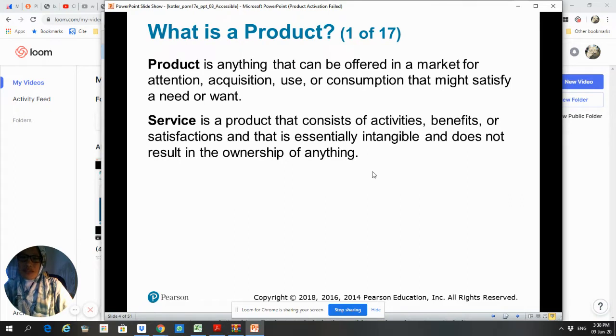Then we look at what it means by service. Okay, there is a slight difference between product and service. Both are things that are being offered in the market, whether it's a product or a service. If you look at service, it actually consists of activities and benefits or satisfaction that is essentially intangible. That is actually the difference between a physical product and a service.